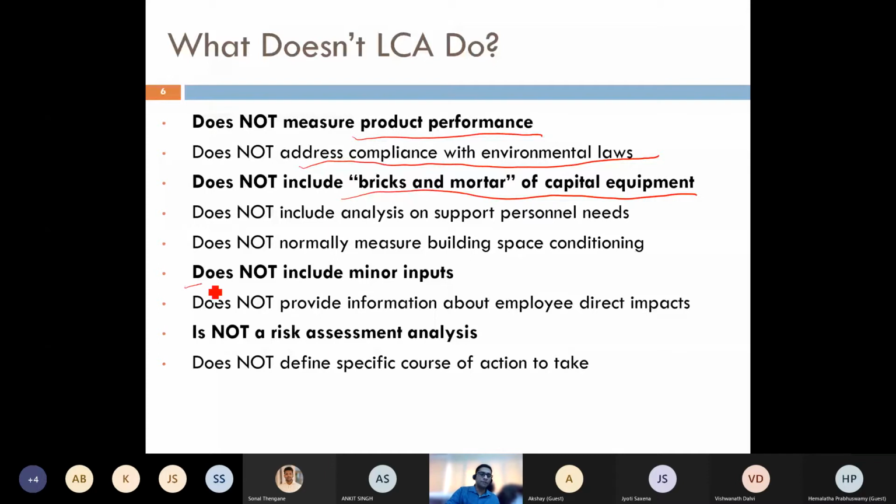Also, it is usual that we would neglect the minor inputs and the minor outputs. A typical industrial process would have thousands of inputs and outputs, so we just can't quantify each one of them. So it's natural that we would neglect the minor inputs or outputs. Again, it's not a risk assessment analysis. It's just going to give you the figures of the emissions. Now it's up to you or up to the different protocols that you support to calculate if there is a required amount of risk associated with it or not. So these are some things that the LCA wouldn't give you.